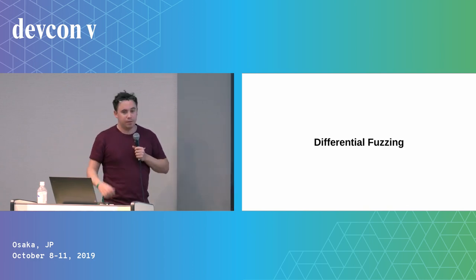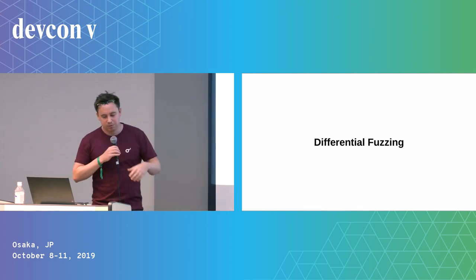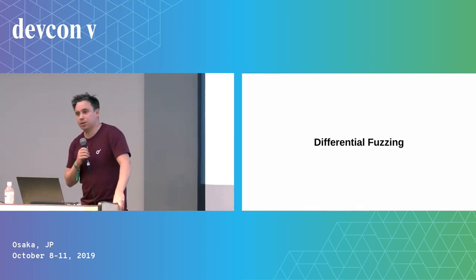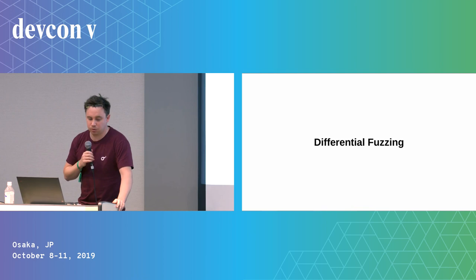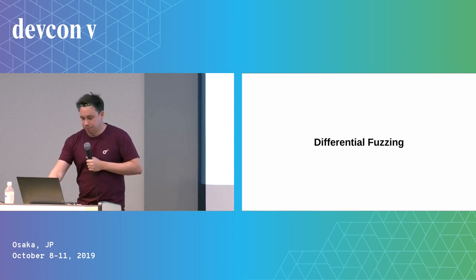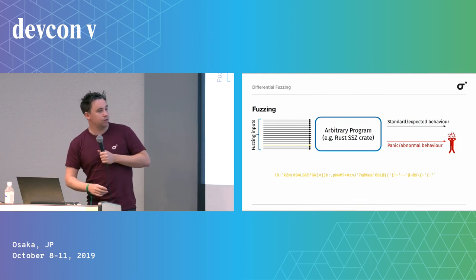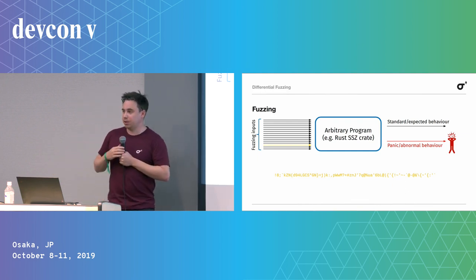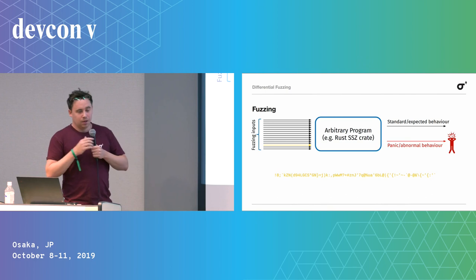So secondly, I want to talk about differential fuzzing. Differential fuzzing is a project that Sigma Prime has recently adopted in an attempt to security harden all Ethereum clients before mainnet. So let me explain what differential fuzzing is by firstly explaining what fuzzing is.